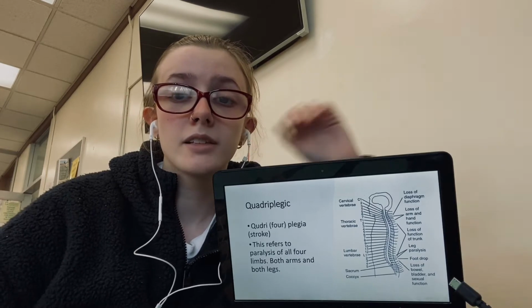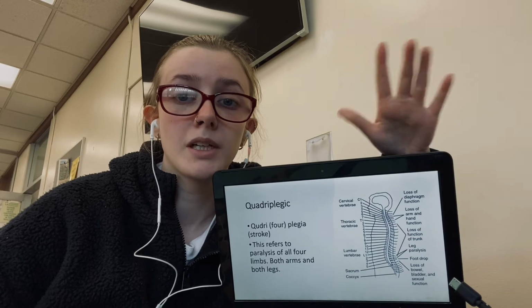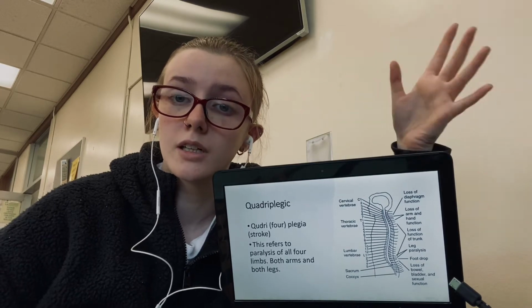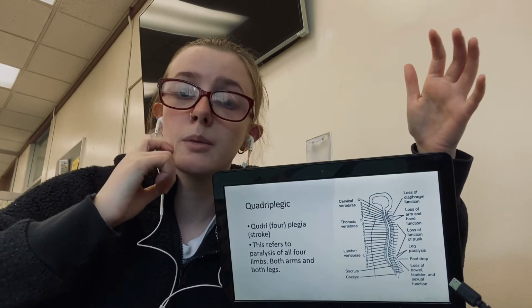And the final and last type of spastic CP we're going to be discussing is quadriplegia. Quadra meaning 4, plegia meaning stroke again. This is paralyzation of all 4 limbs, both arms and both legs.